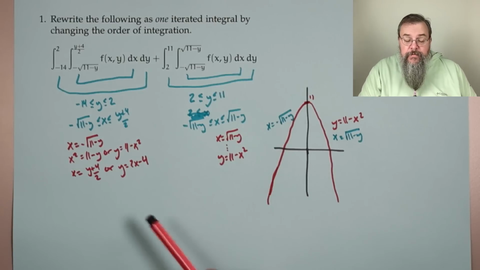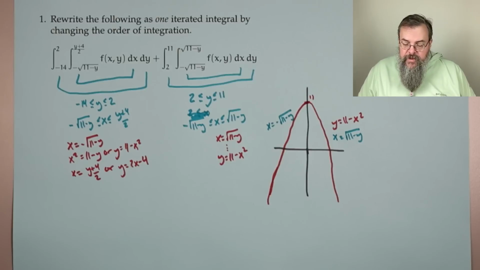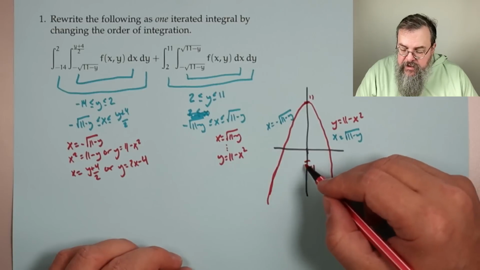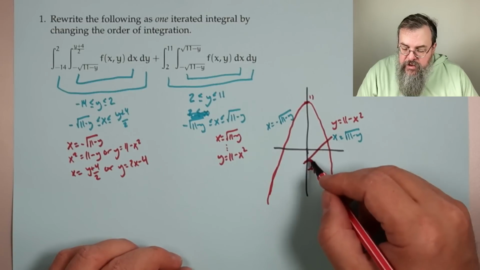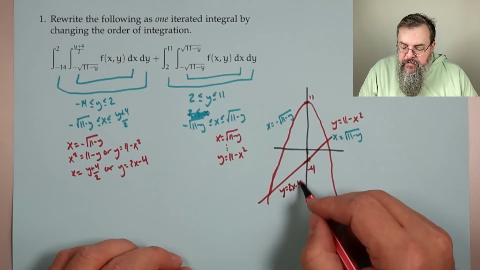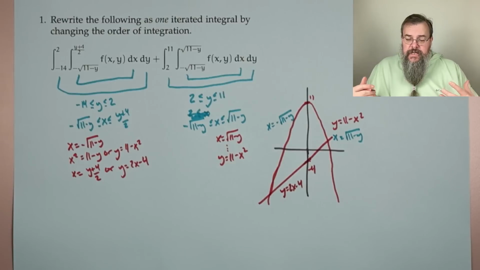Now this other curve, y equals 2x minus 4, you come down here to negative 4, and then you're going to go at an angle, something like that. Okay, it's not perfect, but that's okay. We just need to get an idea of what's going on.